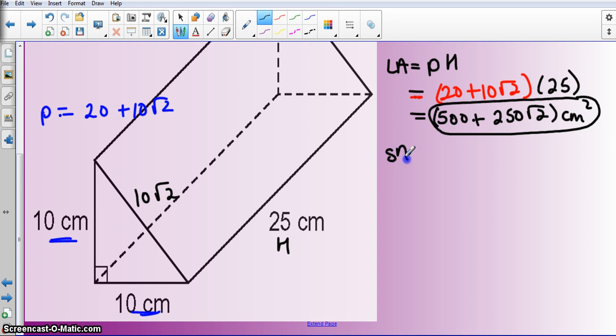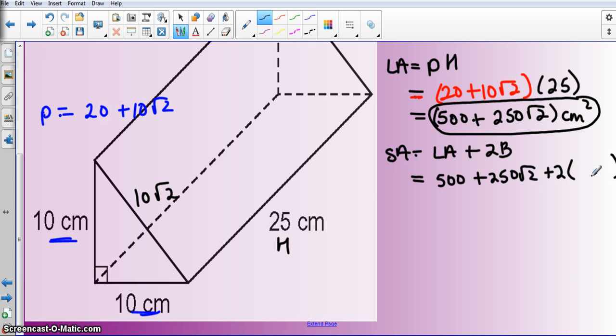Surface area is my lateral area plus 2 base areas. So the 500 plus 250 radical 2 has to start this. And then I'm going to add 2 base areas.